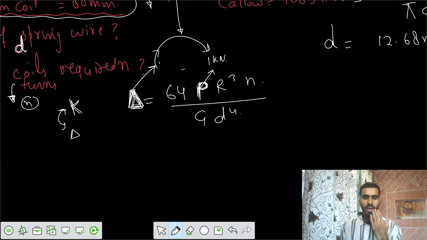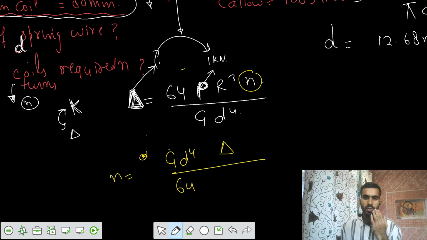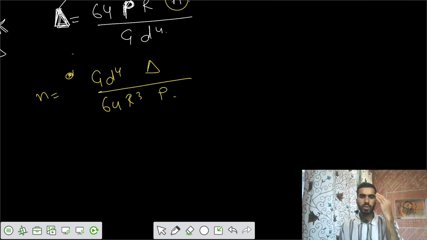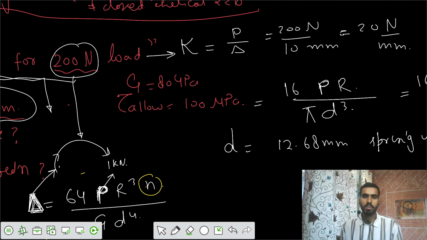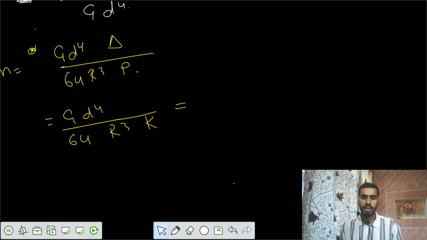I would have used that equation of stiffness. Let's try that. I need the diameter, and I need the n. So I can write n equals G d power 4 delta by 64 R cube P. But I know that P by delta would be equal to k. So I can write G d power 4 by 64 R cube k. I know the value of k, I can use 20 Newton per millimeter.